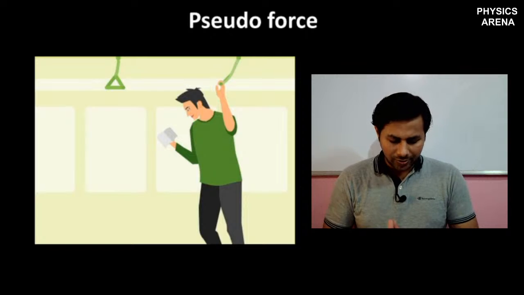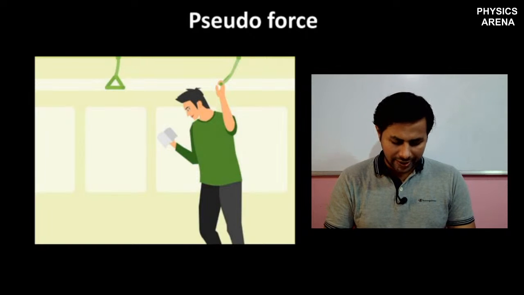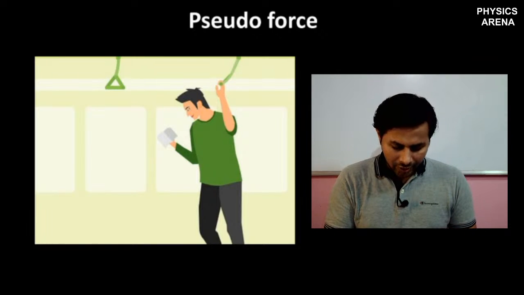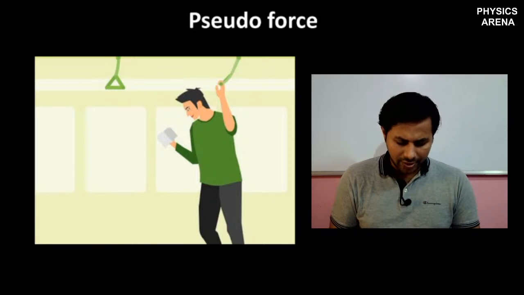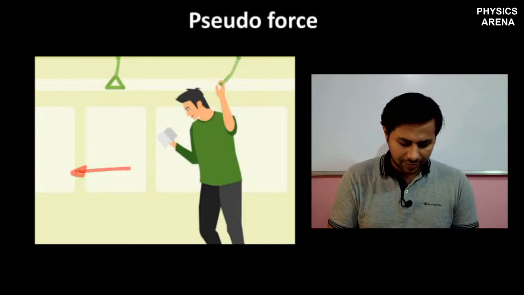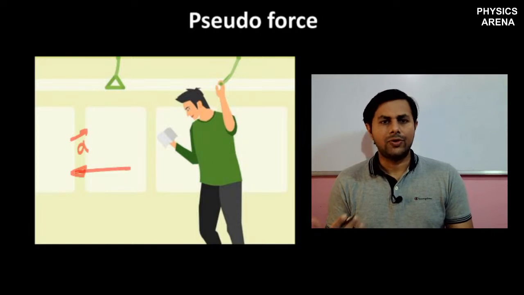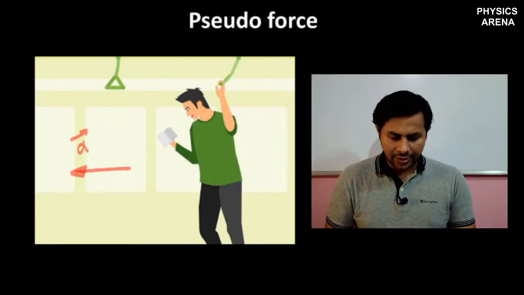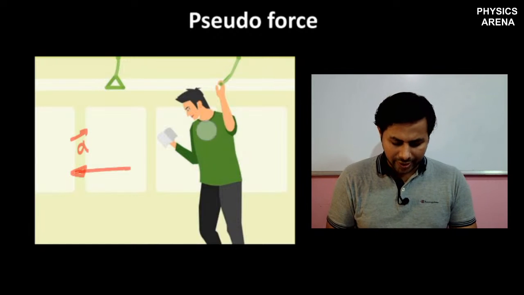So let's talk about pseudo force. For an example, let's consider this man who is standing in a bus. This is a bus, and the man is standing in it, and all of a sudden, let's suppose the bus accelerates in the forward direction. So what will happen? We know this man will tend to fall backwards.